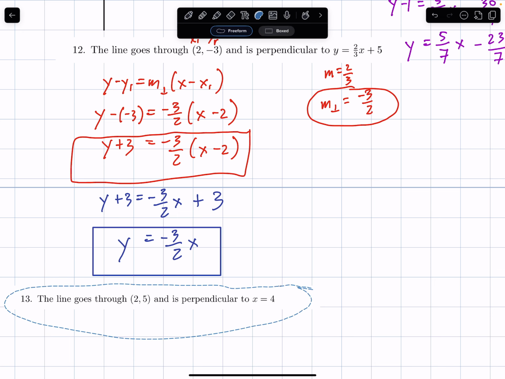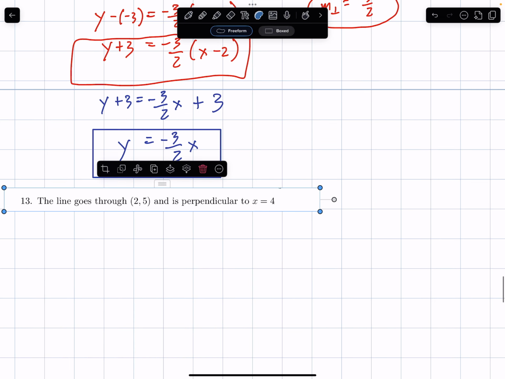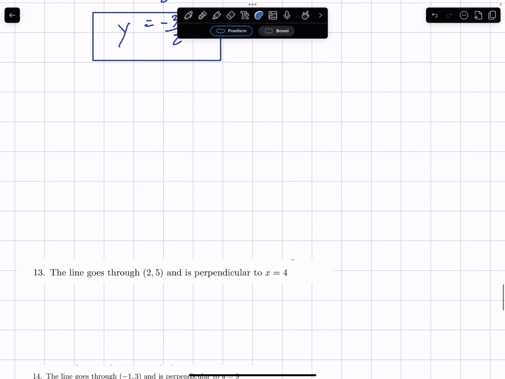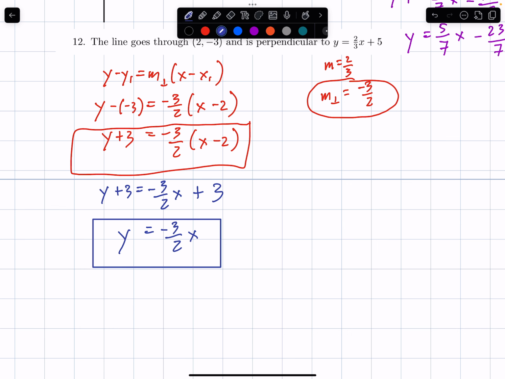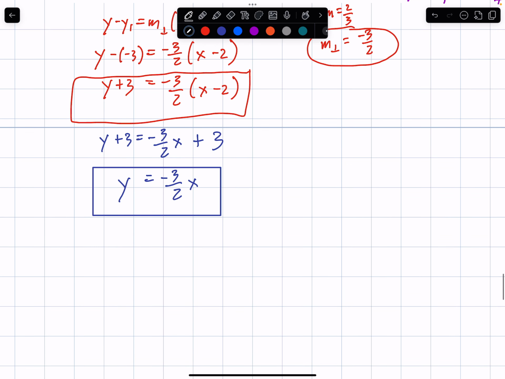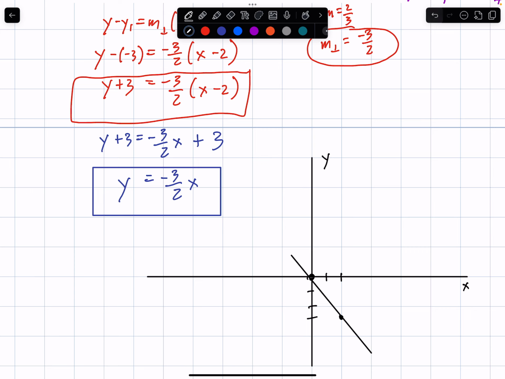Okay, this time the graph, let's just give myself more space. Let's shift everything down here. I'm looking at -3 halves x right through the origin. The intercept is at 0, 0 because there's no number there, it's plus 0. So here's the intercept. -3 halves means 1, 2, 3 down, and 1, 2 over. So there it is. And then I just connect the dots.